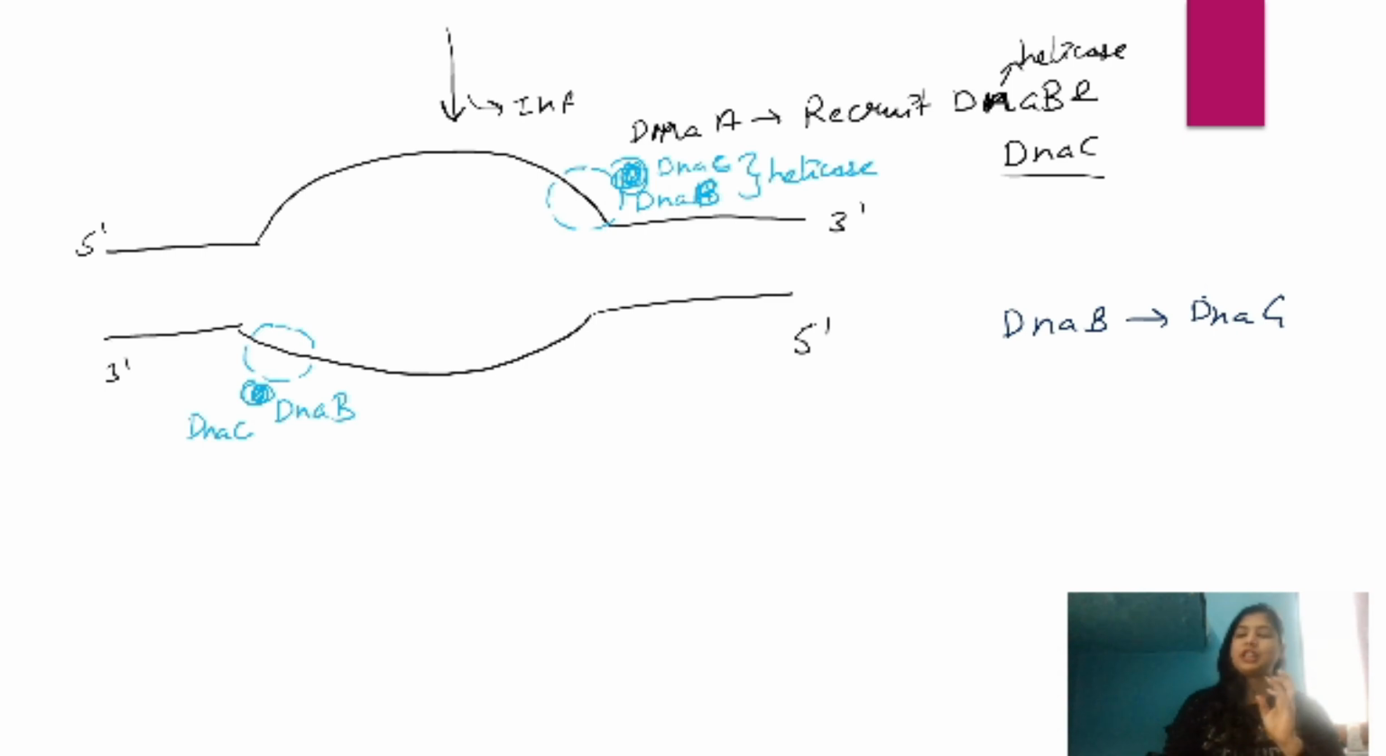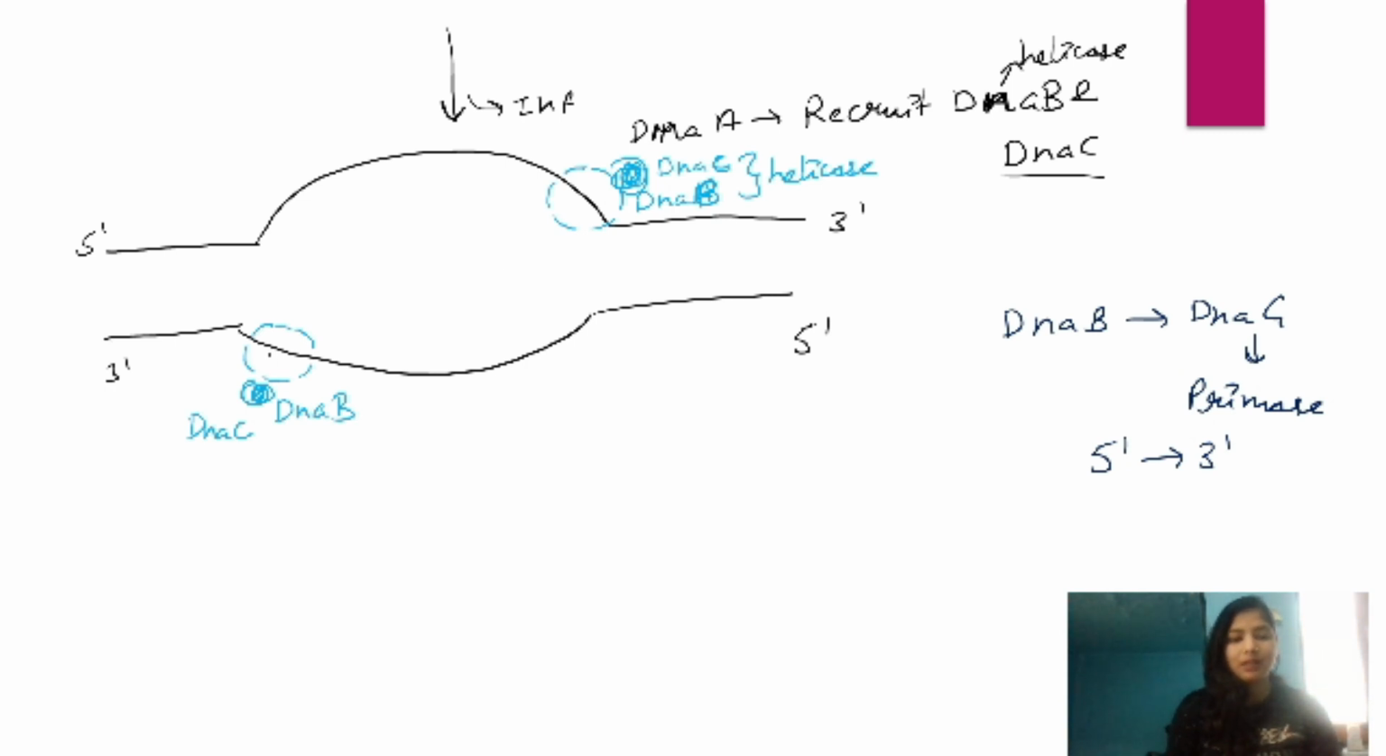And what is DNA G? DNA G is a primase. And a special thing about primase is that it will always synthesize in a 5' to 3' direction. So always the new DNA will be synthesized in a 5' to 3' direction. Why is it so? Because at the 3' end there is a free OH group. That's why the direction is particular, that is 5' to 3' direction.